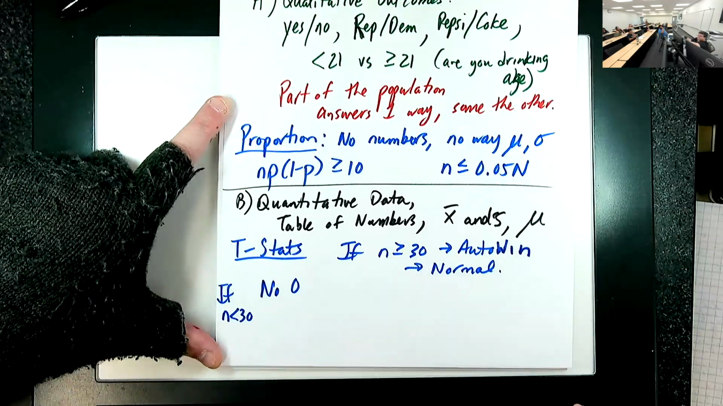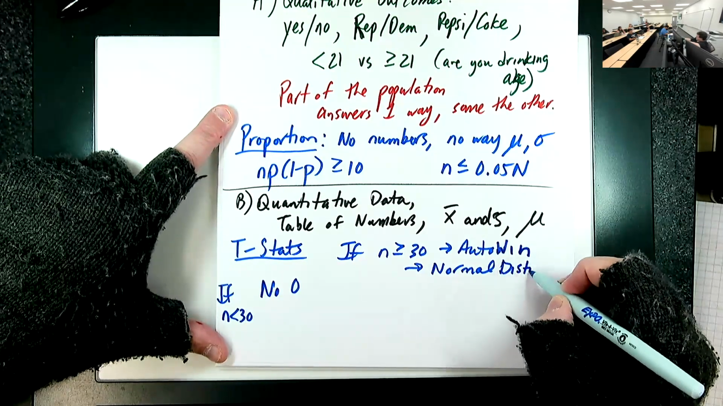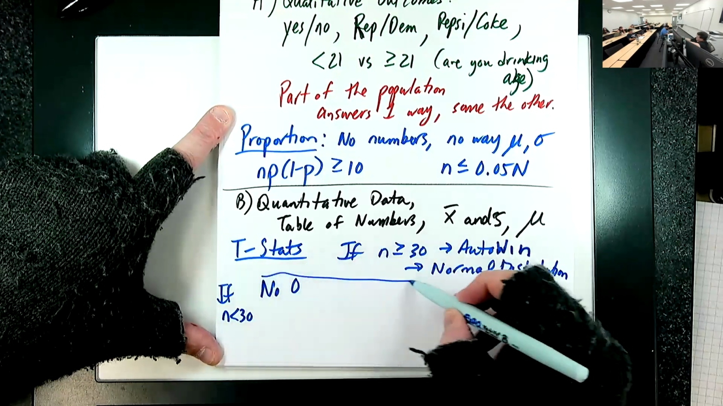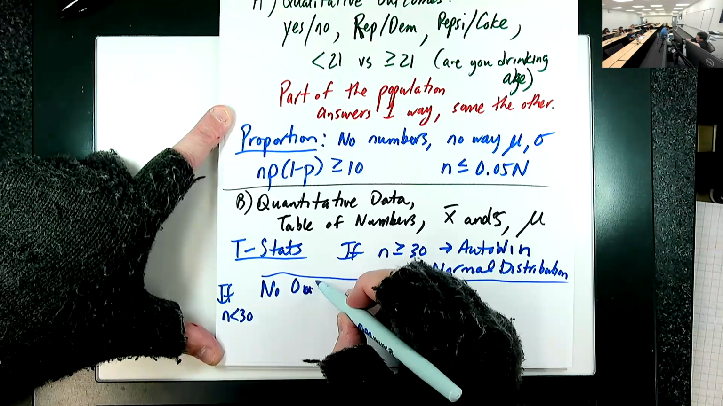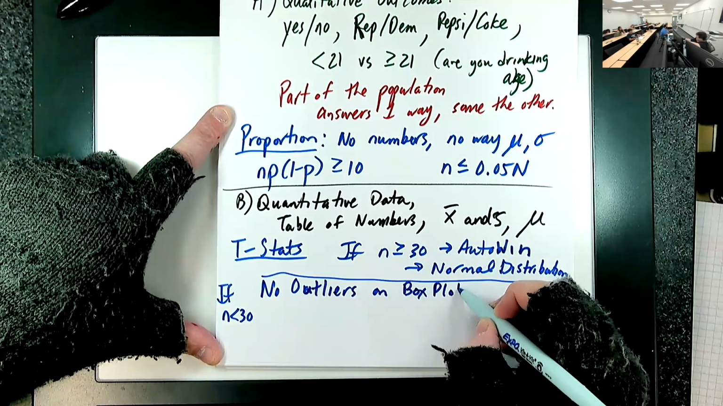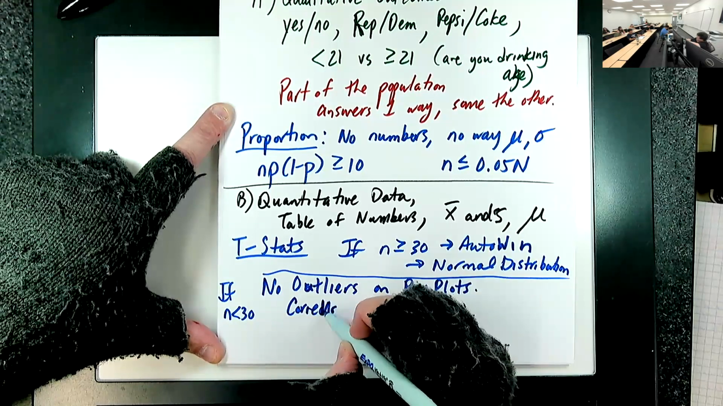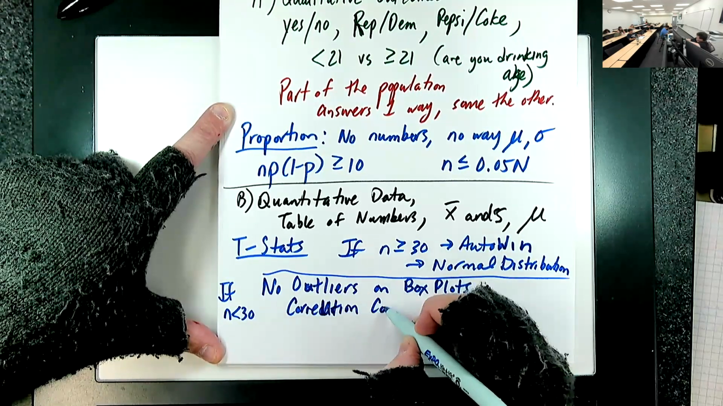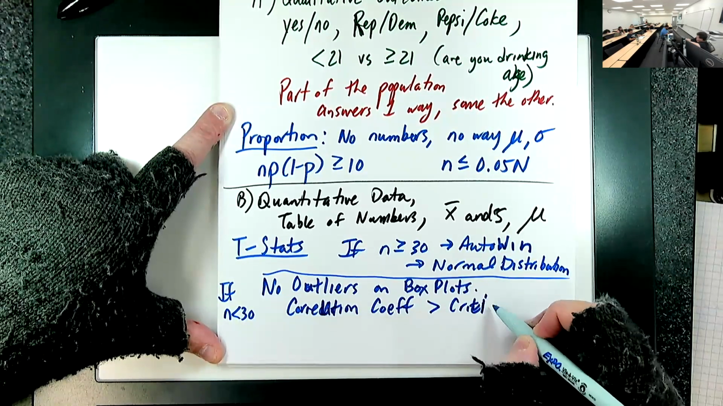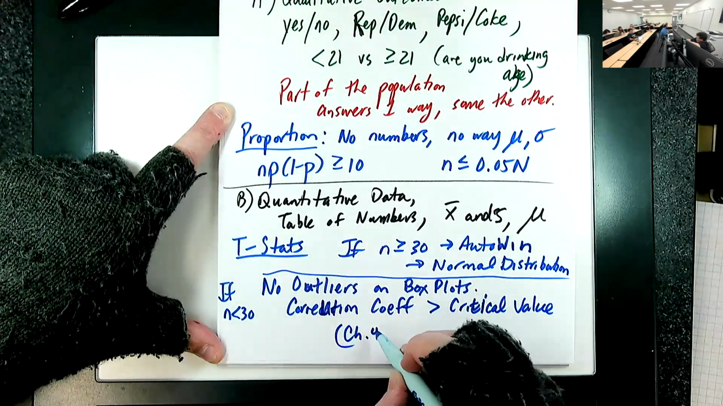Are you referring to normal distribution? Yeah, it's a normal distribution. Then if n is less than 30, we want no outliers on the box plot, and we want the correlation coefficient to be greater than the critical value. This is stuff we did in chapter 4, the chapter 4 homework.